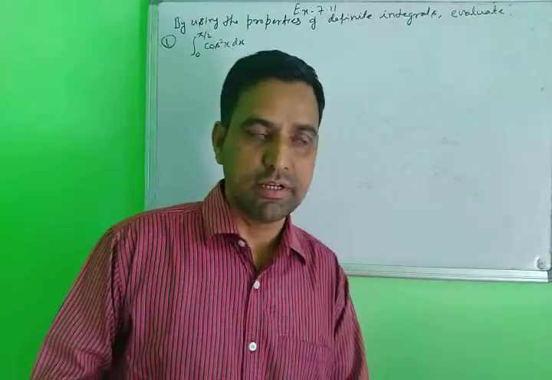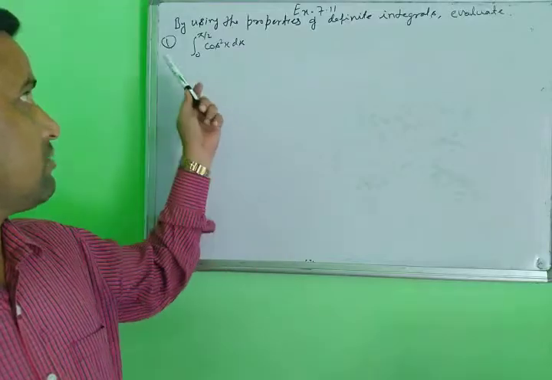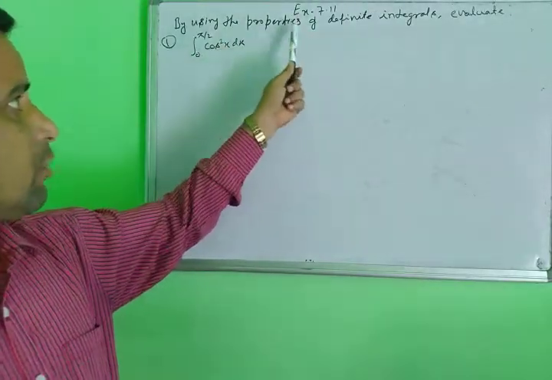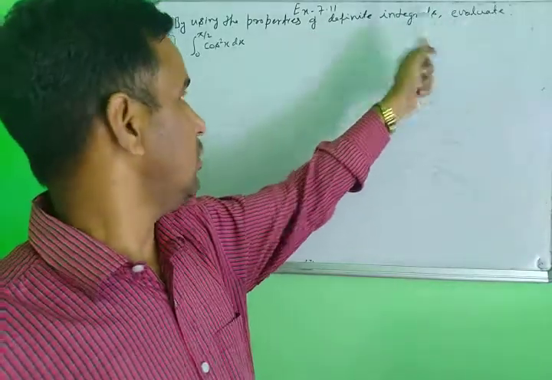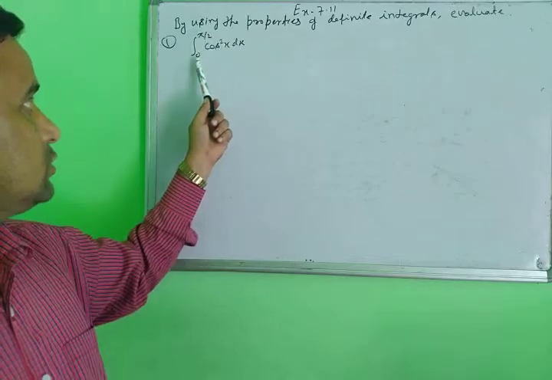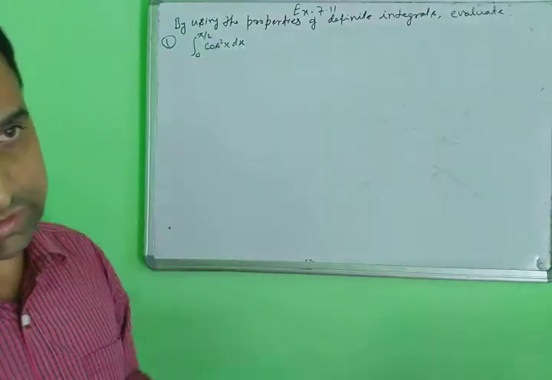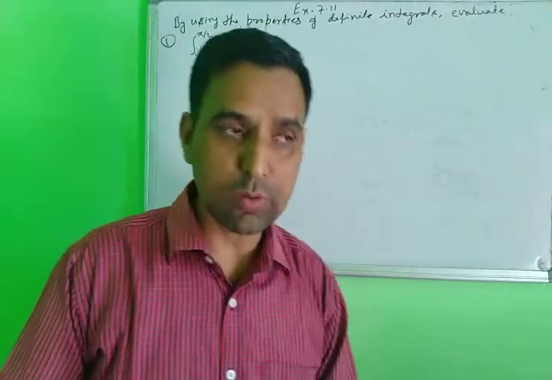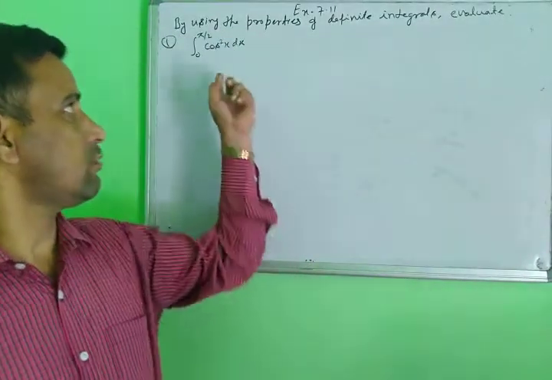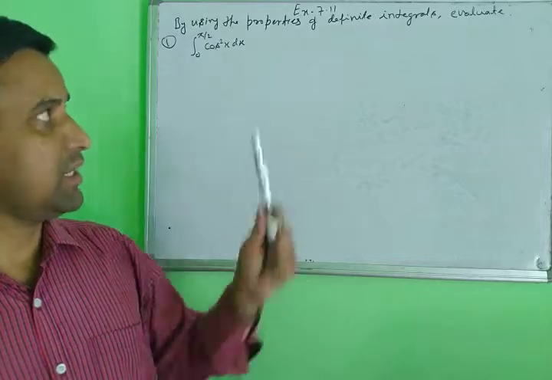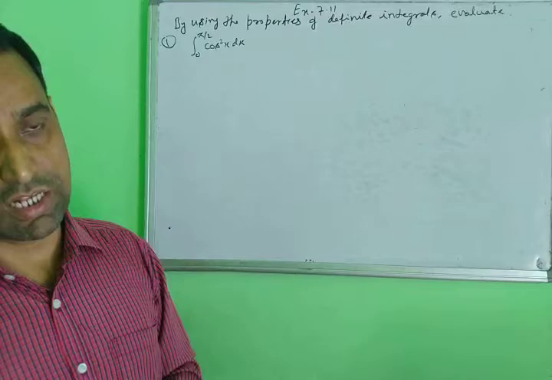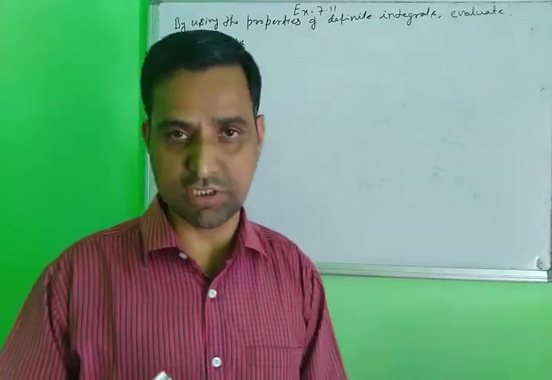Yes class, I am taking question number 1, exercise 7.11. By using the properties of definite integrals, evaluate this integral: the integral from 0 to pi by 2 of cos square x dx. You can solve this question by 2 methods. First, you can break cos square x down into its simplest form, then integrate, put in the limits and find the answer.